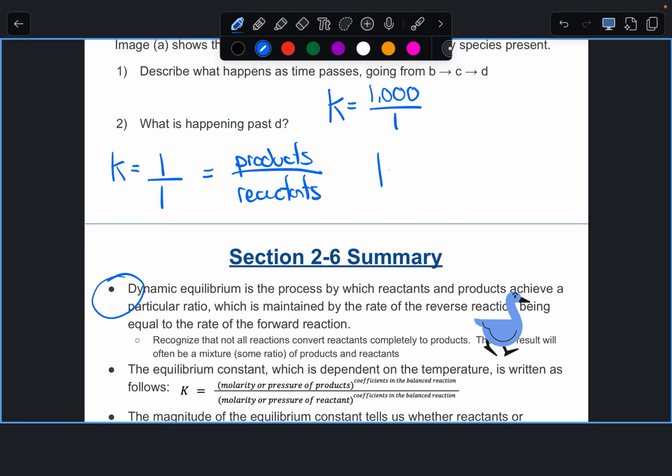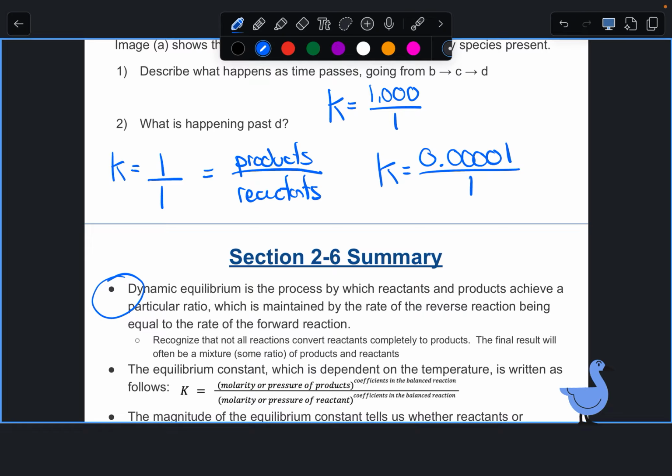And if I had a K of 0.00001, I can say that's the same as 0.00001 over 1, meaning not very much products and quite a bit of reactant. Now 1 doesn't seem like that's a lot of reactant, but when you compare it to 0.00001, it's a lot, right?